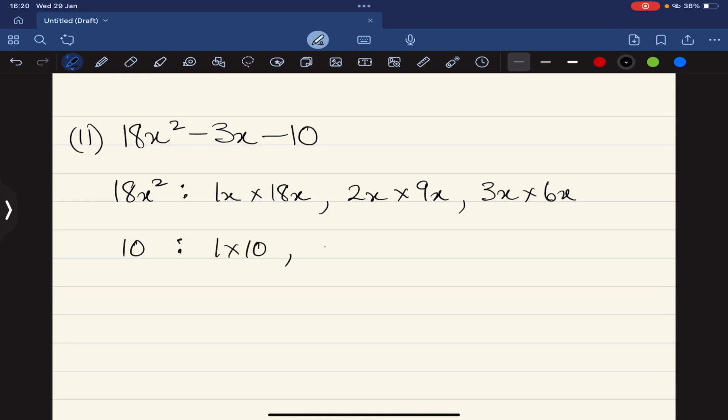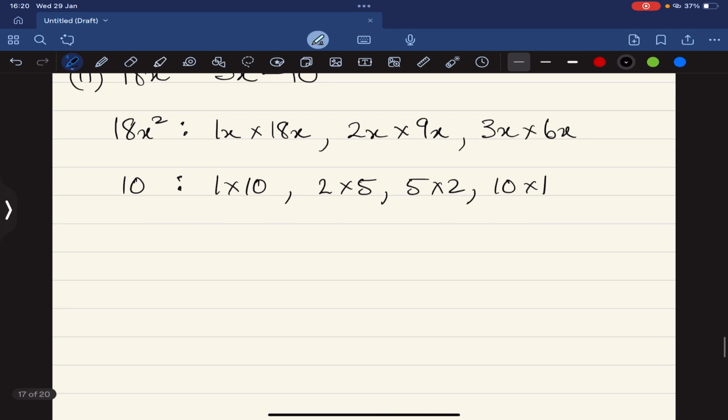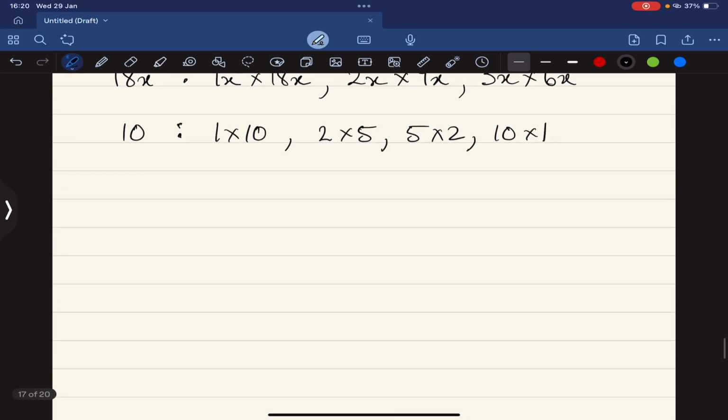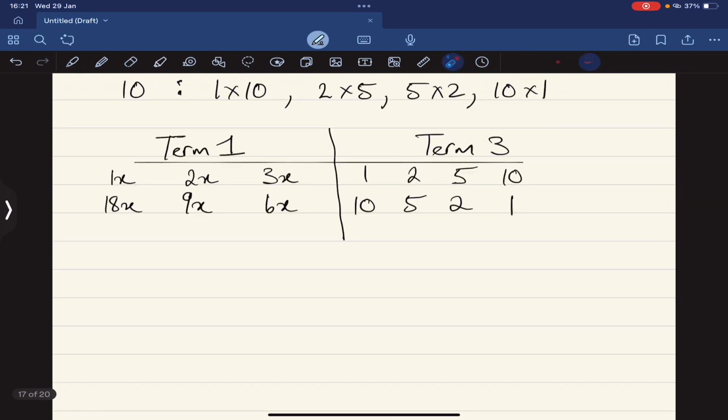I've got 1 times 10. I've got 2 times 5. I've got 5 times 2. And 10 times 1. So that's everything, including reverse order. Okay, we are back with our table here. So let's get started immediately.